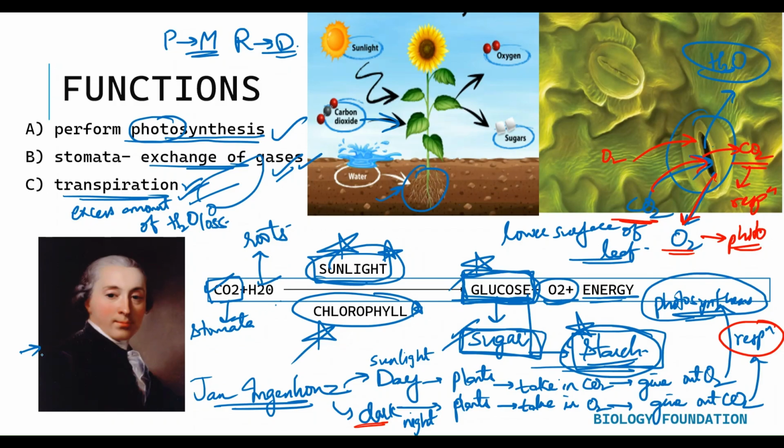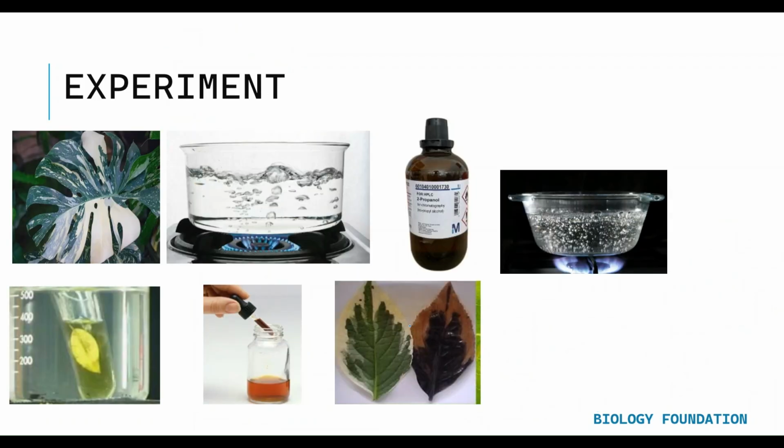And here is the picture of the scientist Jan Ingenhouse, who contributed by saying that plants during the dark perform respiration by taking in oxygen and giving out carbon dioxide, while during the day in the presence of sunlight, they take in carbon dioxide, give out oxygen, and perform the process of photosynthesis where they synthesize sugars like glucose. Clear? Now, here is an experiment to show that starch is present in the leaves.